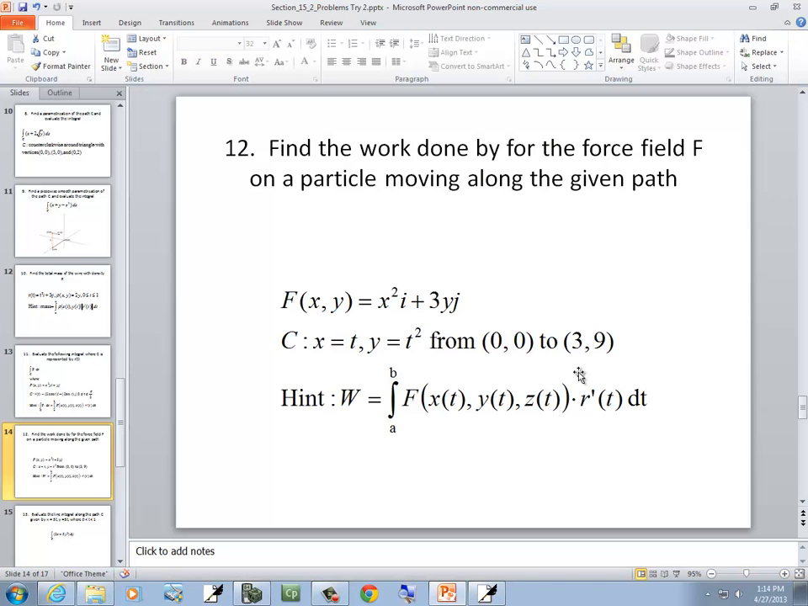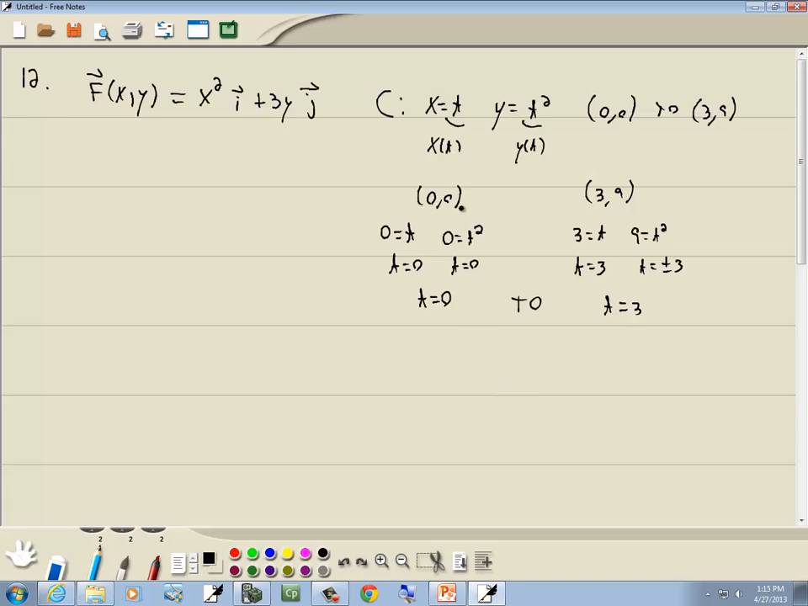Well, let's see our formula. We need our F of x of t, y of t, z of t. That's 3 dimensions, but you could have 2 dimensions, which we do here. So F of x of t, y of t: x of t is equal to t, y of t is equal to t squared. So we're going to plug those in for the x and y here. Put t in for the x, so I got t squared i plus 3, and then we'll put this t squared in for the y. So we got 3t squared j.